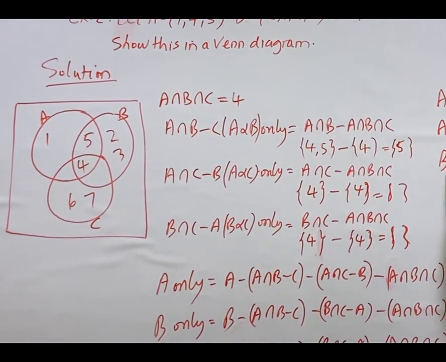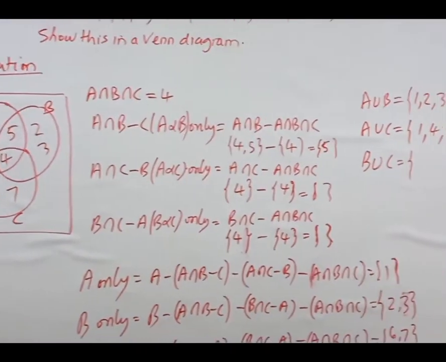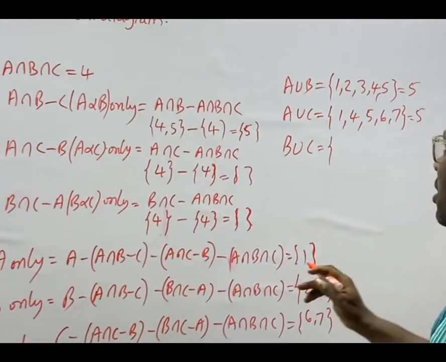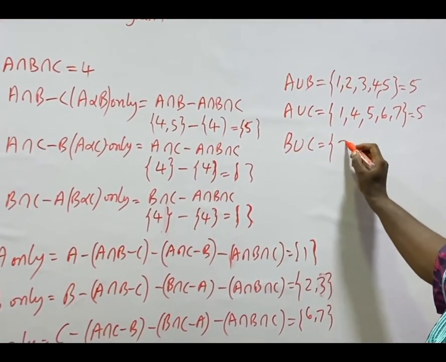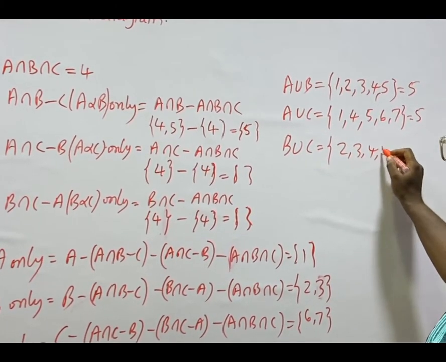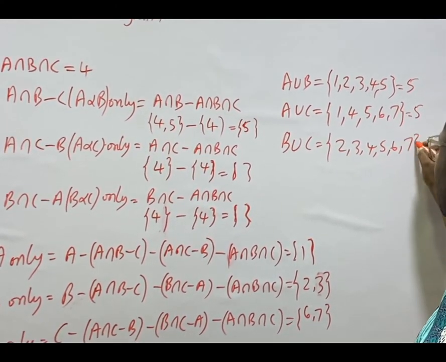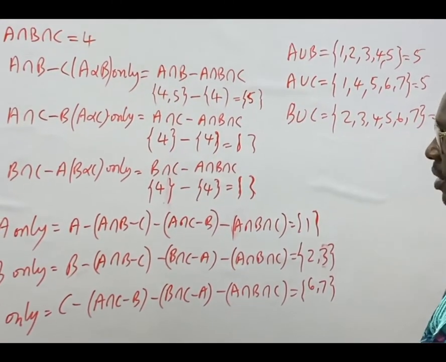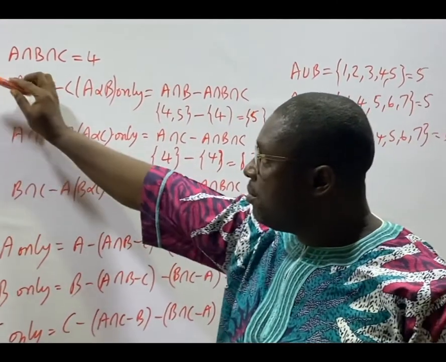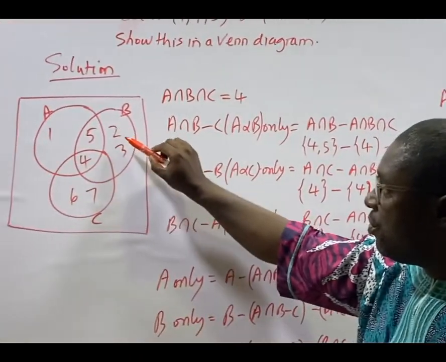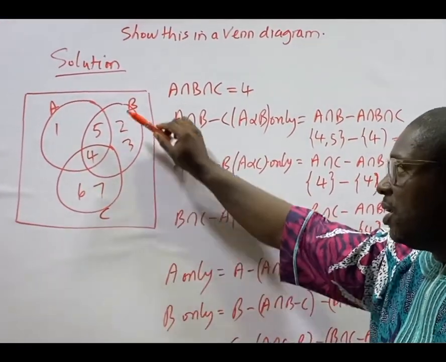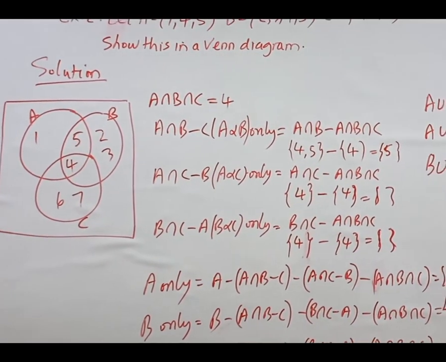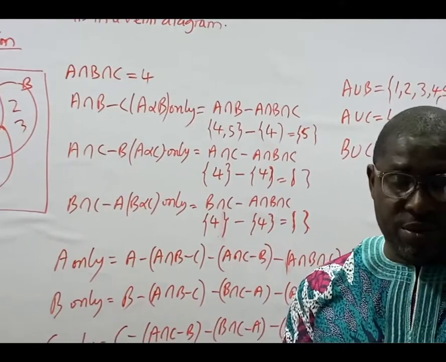Lastly, we have B union C. B union C is pulling these 2 sets together. What do you have? You have 2, 3, 4, 5, 6, and 7. And how many are there? 6 elements. So B union C, look at them, all of this, 2, 3, 4, 5, 6, and 7. They're all here. So you see that it's quite easy to manipulate set theory, especially if you know what to do.